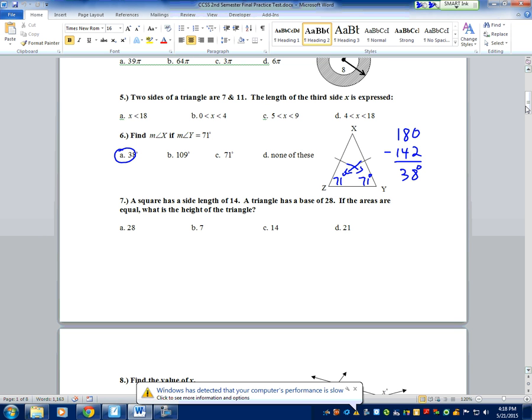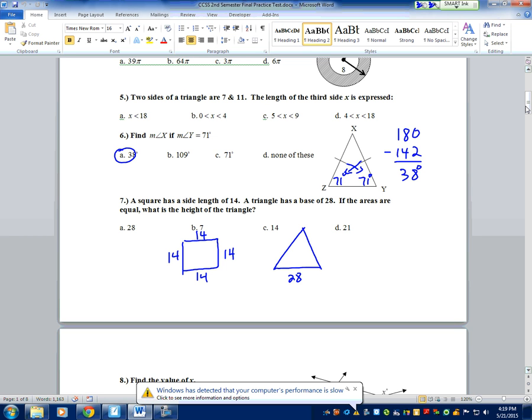Number 7 says a square has a length of 14. So if we draw our square, length of 14, that means 14 all the way around. A triangle has a base of 28. So let's draw a triangle here, the base of 28. If the areas are equal, what is the height of the triangle?